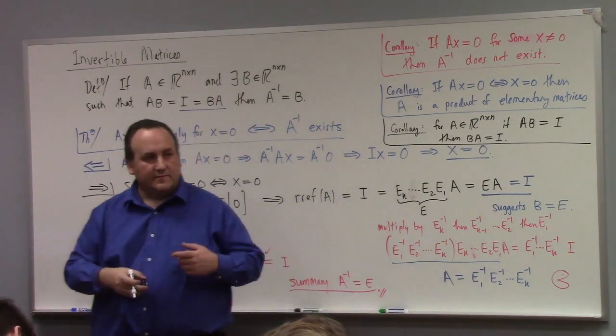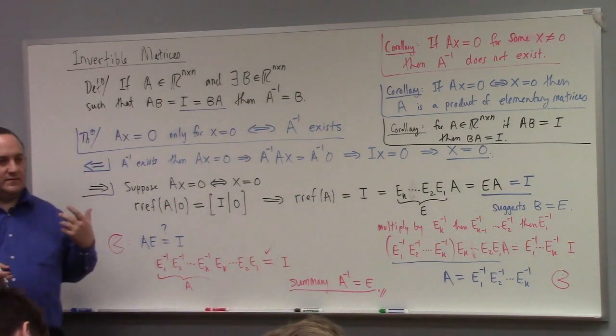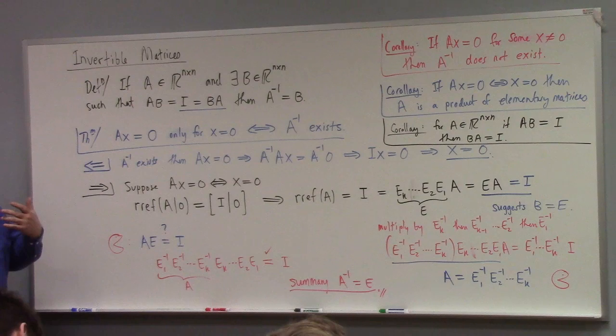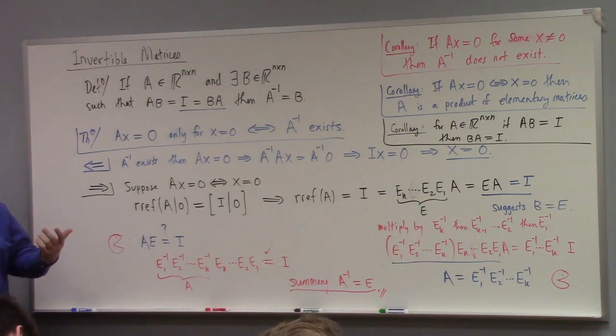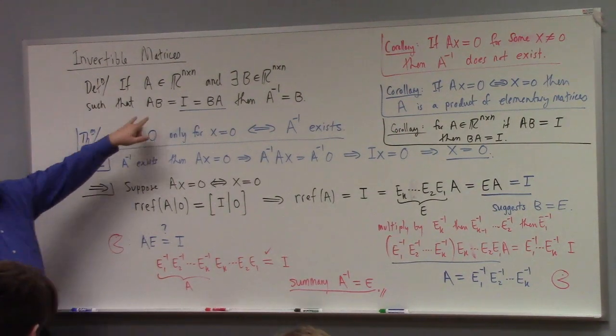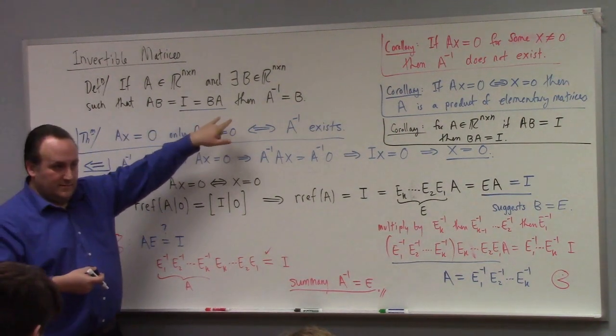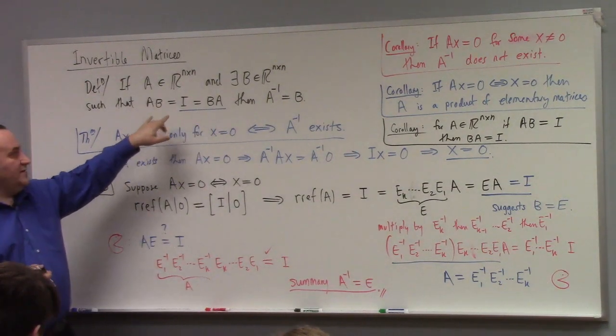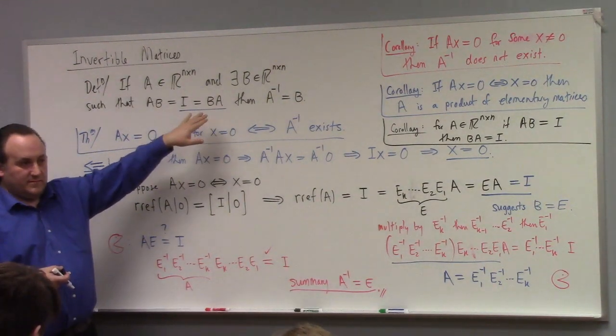In other words, we only actually need to check one, and vice versa. If BA is equal to I, then AB is equal to I. So the definition I gave required both, right? And yet it turns out, if you have one, you automatically have the other.